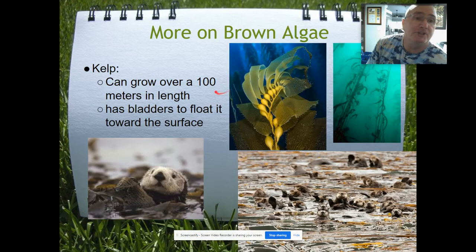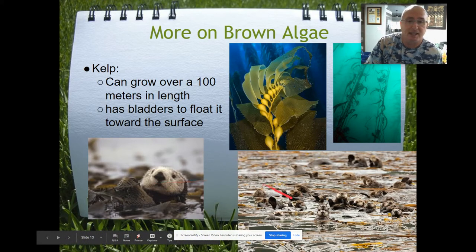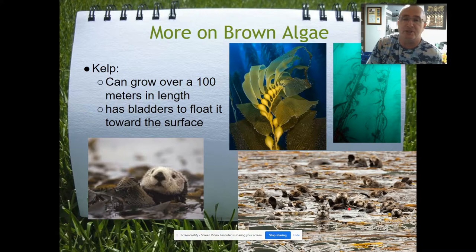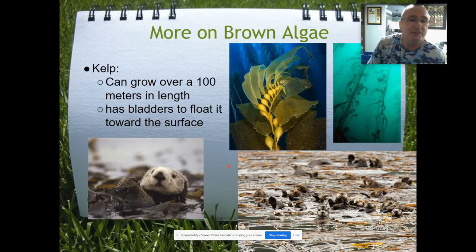Let's see here. A little bit more. I mentioned earlier that they can grow over 100 meters in length. So they grow up from the seafloor up to the surface, and then quite often across the surface, like you see in these pictures here. And these are the giant sea otters. So they make their home in the forest, and they dive down to the bottom. They'll find abalone, clams, sea urchins, bring them up to the surface, wrap themselves up in the seaweed to hold themselves, and then they'll break open those food items and feed on them. So really neat protected animal, the giant sea otters.